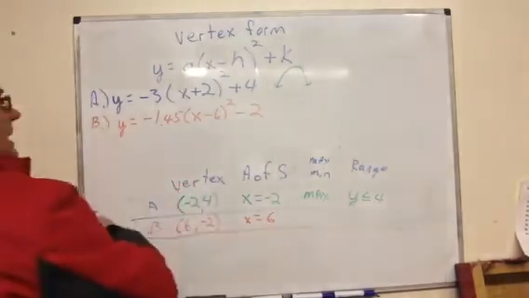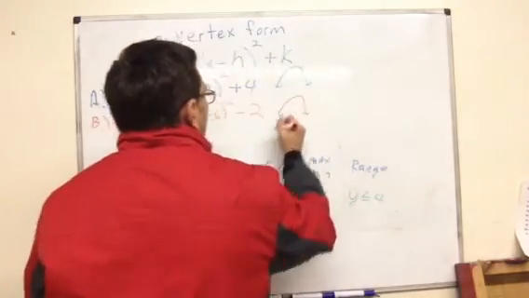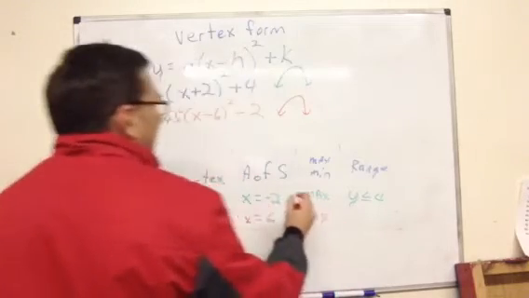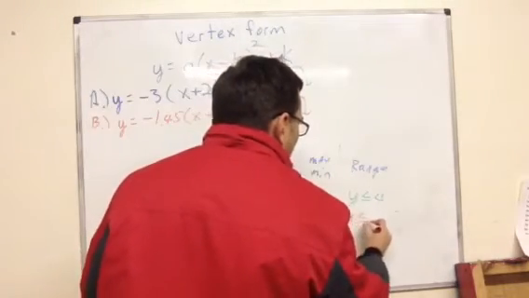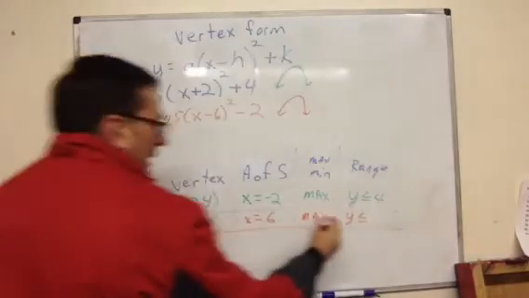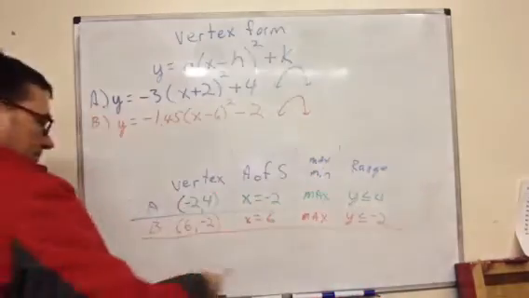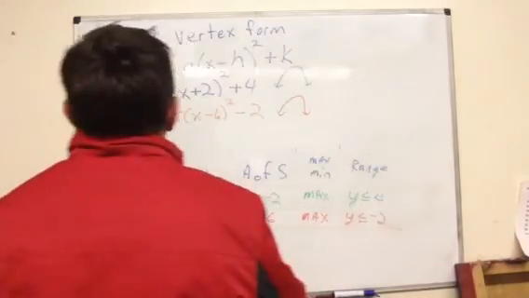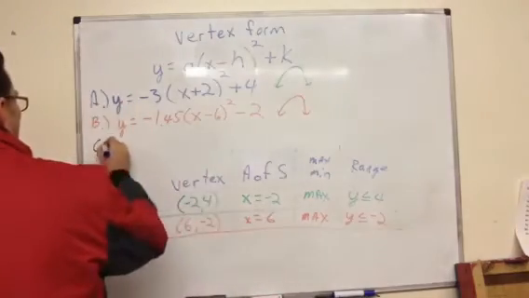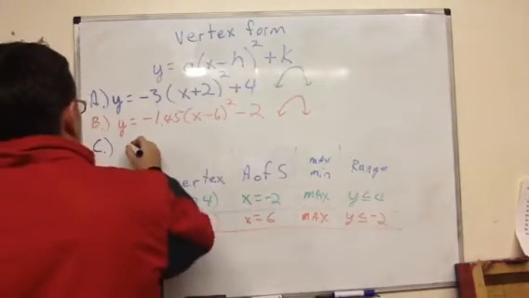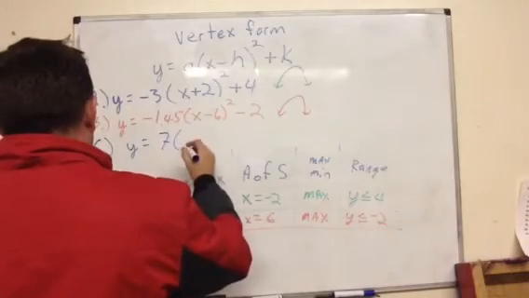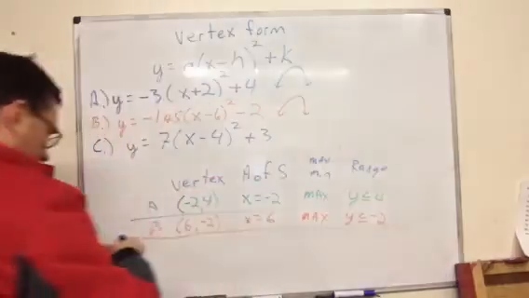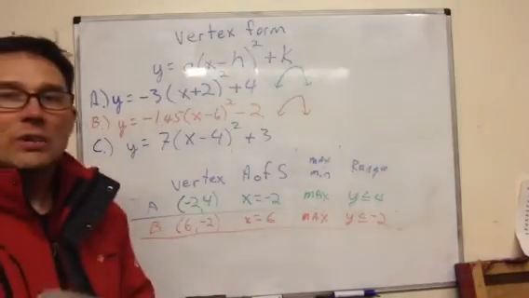Again, because our a value is negative, this is going to open down, so that again is a maximum point. Because it's a maximum point, it's going to be y less than or equal to the y value here of negative 2. Now the next problem, why don't you try this on your own. Letter C. We have y equals 7(x minus 4) squared plus 3. So pause this now and try to get your answer.